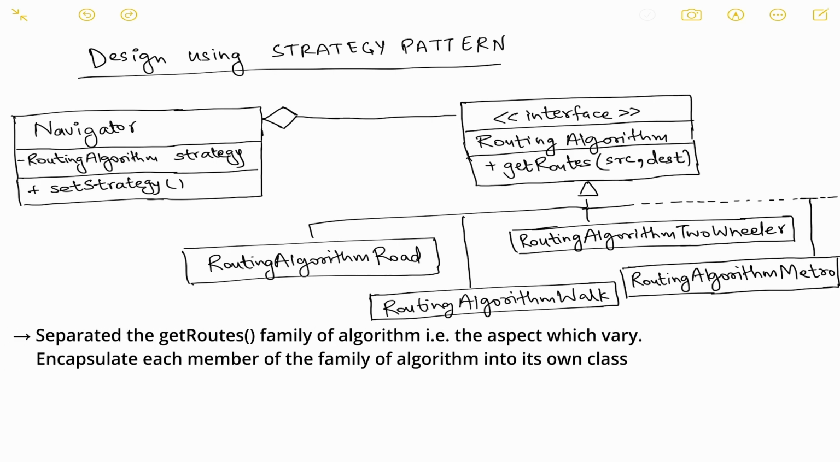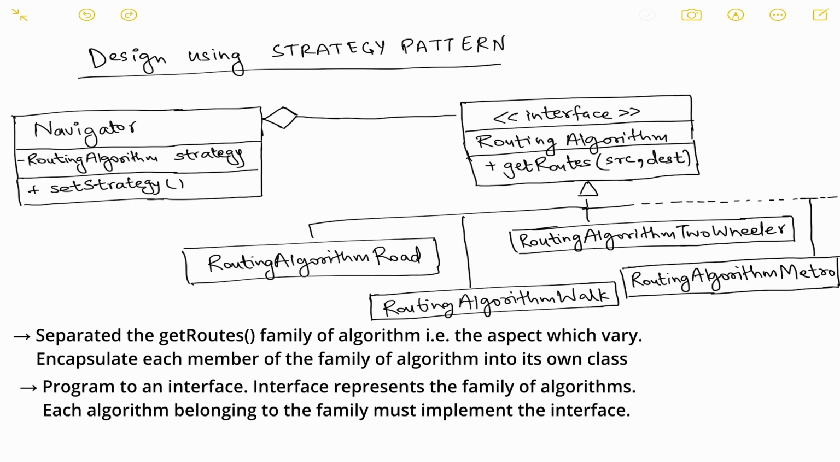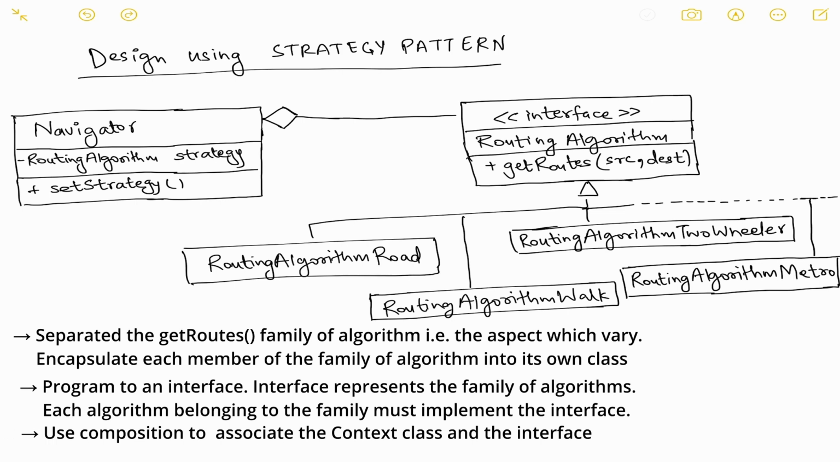So finally, after applying strategy pattern, our design is going to look like this, where we have separated out the getRoute method from the navigator class. Now the getRoutes method basically varies according to the mode of transportation given as input to us by the client. Now each version of getRoutes method is encapsulated within its own class. All the versions of getRoute methods, which basically belong to the same family of algorithms, implement the routing algorithm interface, and the routing algorithm interface is now associated to the navigator class through composition.